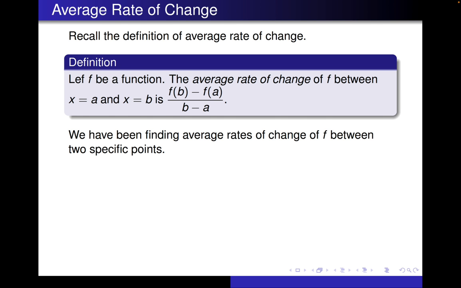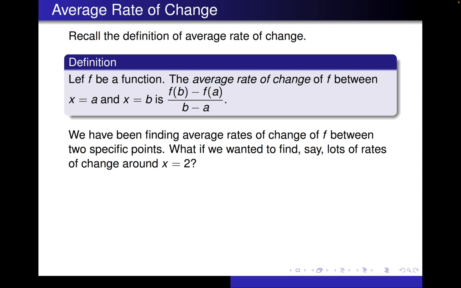So what we have been doing so far with average rates of change is we have two specific points and we find the average rate of change between them, and that's fine. But there are situations, say if we wanted to find lots of rates of change around x equals 2, if we wanted to find 10 different rates of change, that can be very complicated computationally and tedious to do those computations. So we're going to find some more efficient ways of doing those in this video.